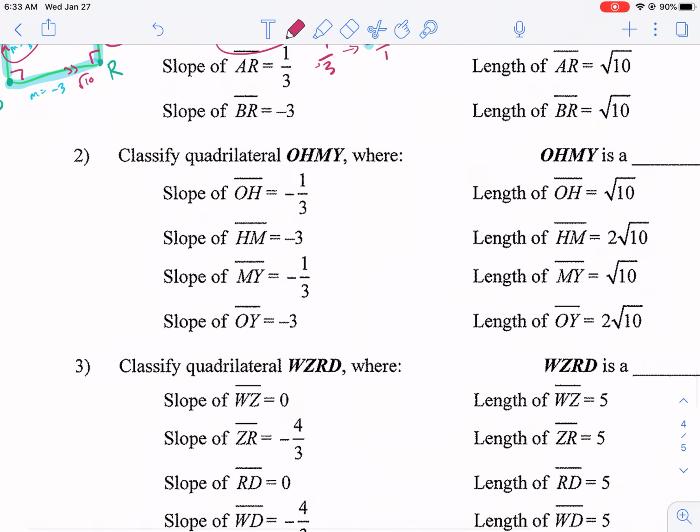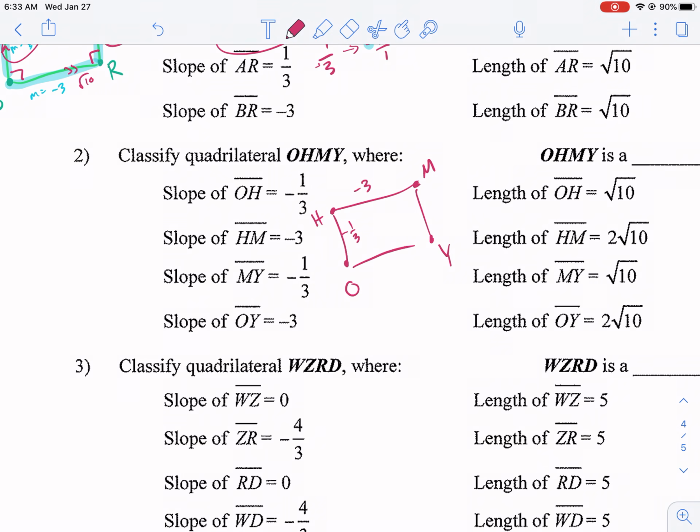I like to draw it out first just so I am aware of what shape I'm looking for. O, H, M, Y. You got to go in order. OHMY. So you see OH has a slope of -1/3, HM -3.